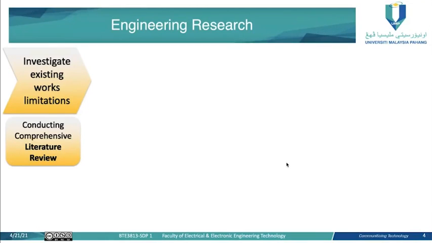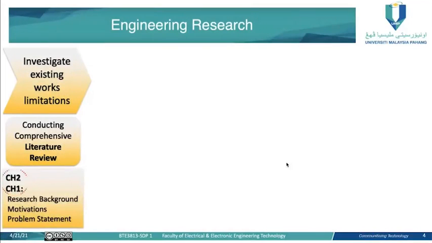Comprehensive means that each one needs to read at least 20 papers and summarize at least 20 papers related to his work, so he comes out with some comparison and so on. So what is the outcome of this step in your research or in your engineering research? The first outcome will be your chapter 2 complete.